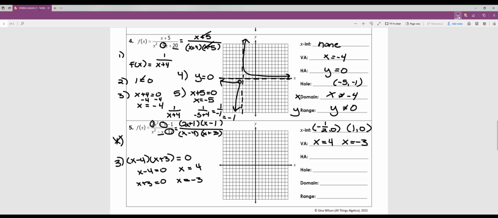So I'm going to go back now and I'm going to graph both of my intercepts, and I'm going to also graph my asymptotes.